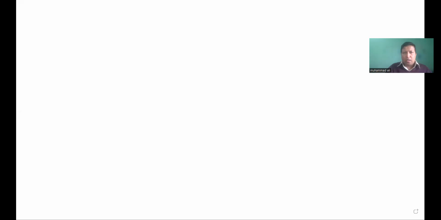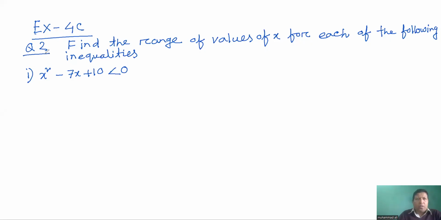Today we will solve some questions from the Pure Mathematics book, chapter 4, Theory of Quadratic Equations and Functions. Exercise 4C, question number 2. Find the range of values of x for each of the following inequalities. Roman 1, x square minus 7x plus 10 less than 0.